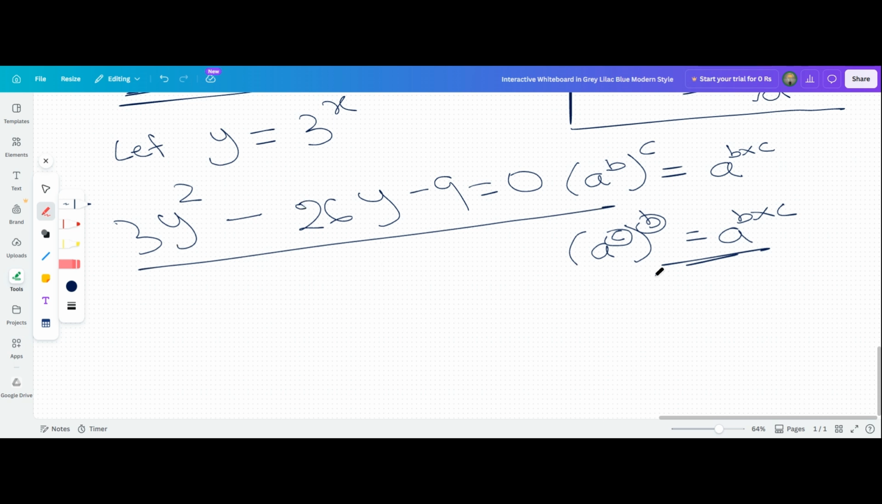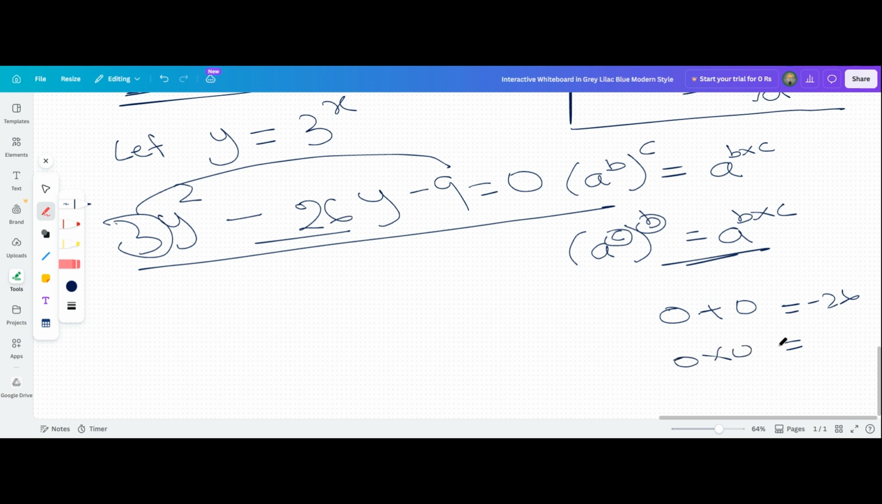How can you solve it? You have to find two numbers. If you add them, you have to get minus 26. If you multiply them, you have to get 3 into minus 9, which is minus 27. If you want minus 27, 27 into 1 is 27, so if you put a minus here, minus 27 into 1 is minus 27. If you add these two numbers, minus 27 plus 1 is minus 26. So these are the two numbers.